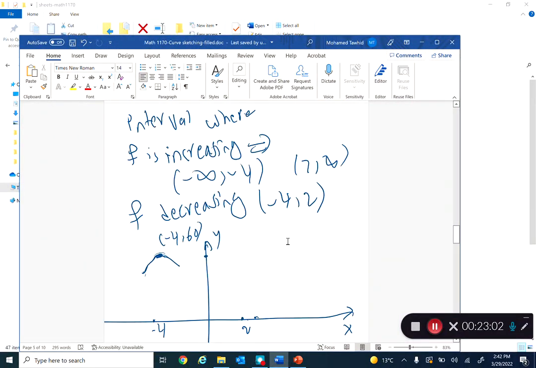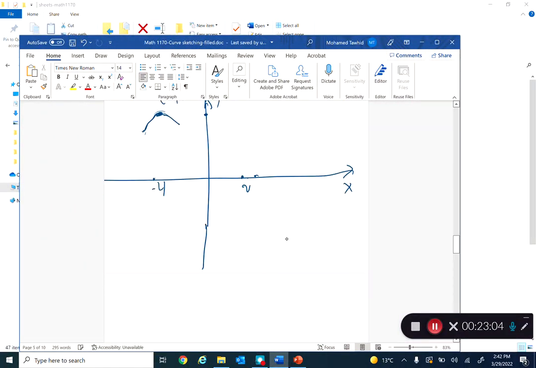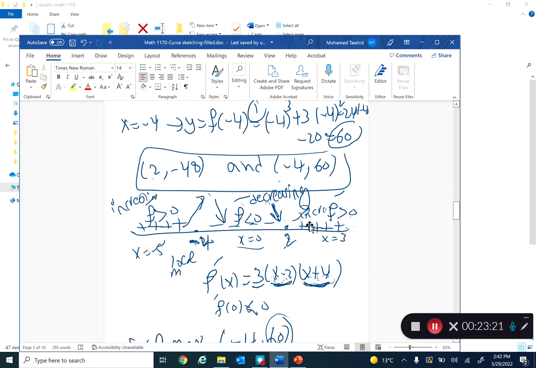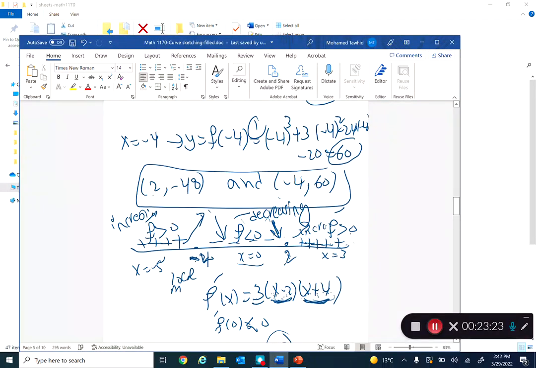So at 2, what is the value of your local min? -48. So I have to go back here. So that is maybe -48, 2, and -48. That's the one. What do you know about this point? You have minimum, right? You have horizontal tangent here. As you can see from the graph here at 2, the function is decreasing, going down. After 2, the function going up.